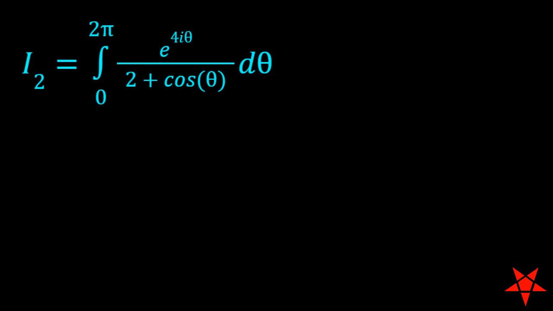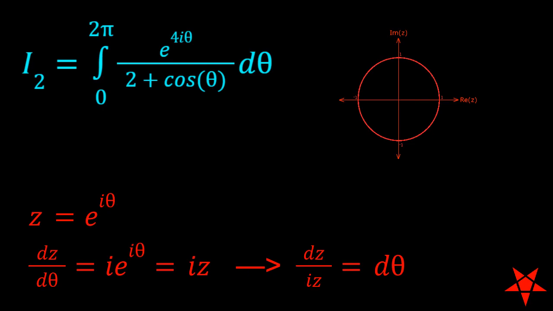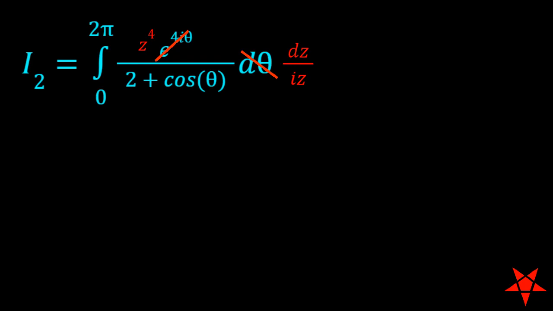The path of integration for I2 makes it convenient for us to convert it to an integral in the complex plane along the unit circle. We do this via the change of variable z equals e to the i theta. This conversion changes e to the 4i theta in the numerator into z to the 4th.